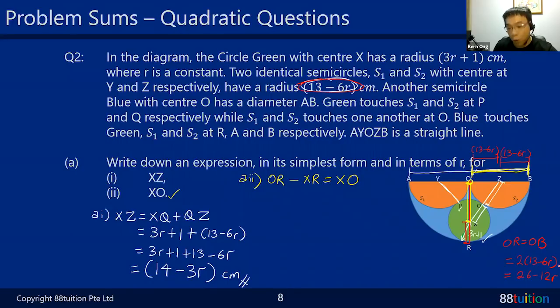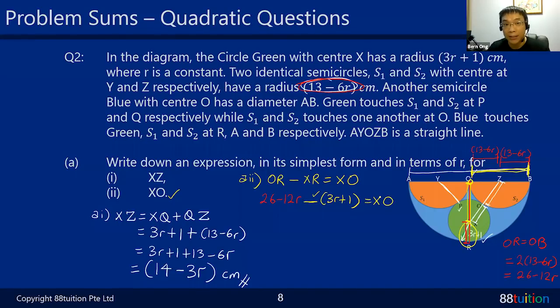So you successfully find OR already, right? So you can put it in, OR is 26 minus 12R minus the XR. What is XR? XR is this portion here, which is 3R plus 1. But please keep your bracket on. 3R plus 1 is together one. Be careful. Keep your bracket on, because of this minus sign, things will change. Very dangerous. So keep your bracket on, it is equal to XO.